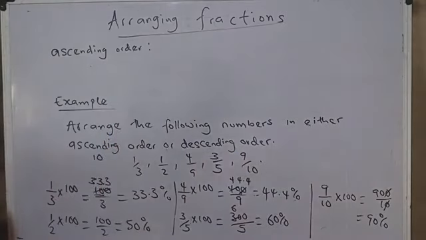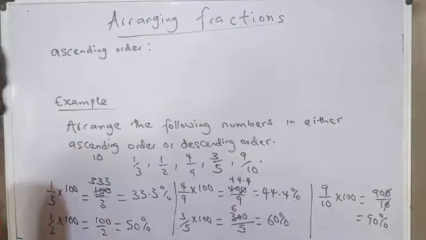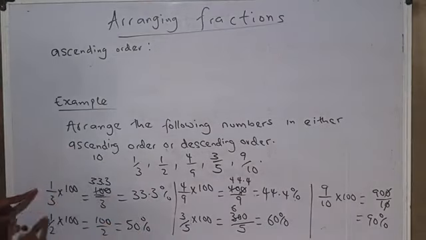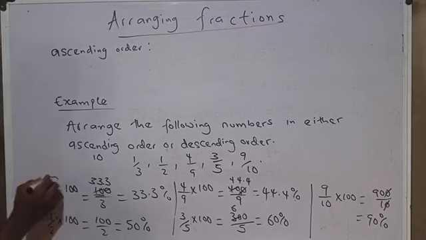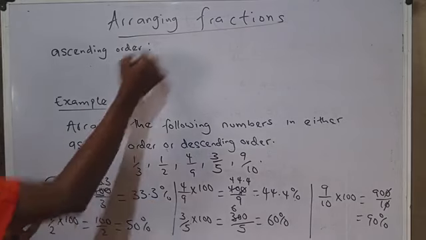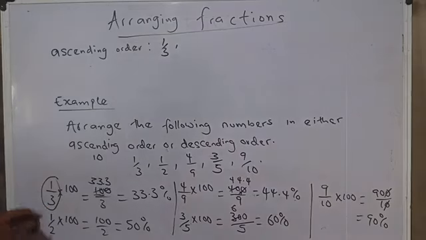Now, for the ascending order, look at these fractions, look at these percentages. Which one is the lowest? You can see that it is 33.3 percent. That is the lowest. That means the number that gave me 33.3 percent is 1/3. So don't go and make the mistake of putting this there. No, this is the number you put there because it is the fraction that you are actually arranging.